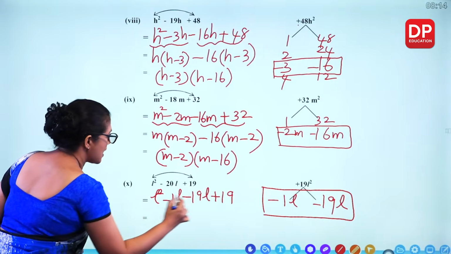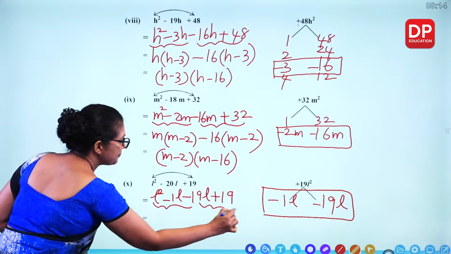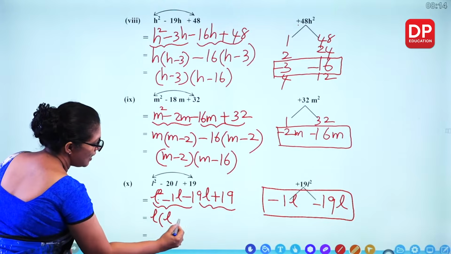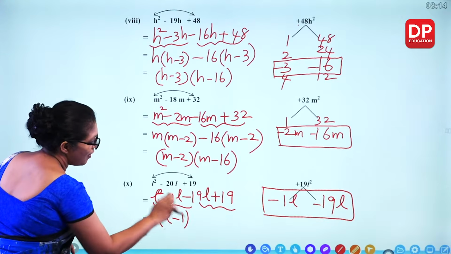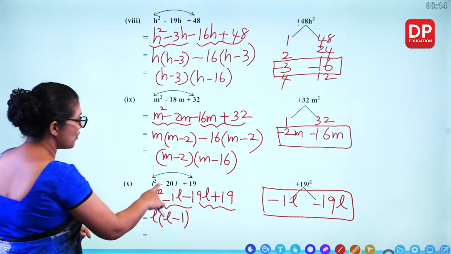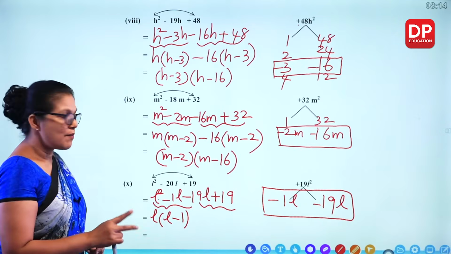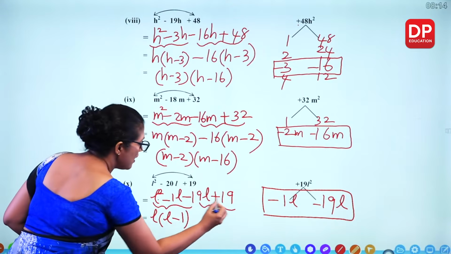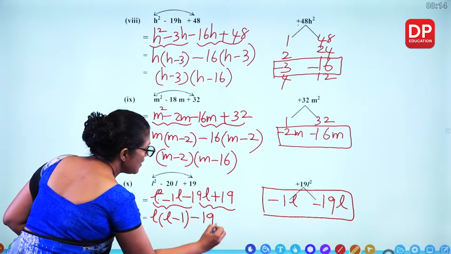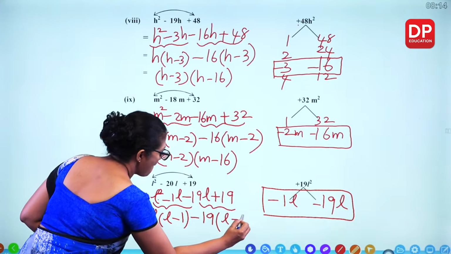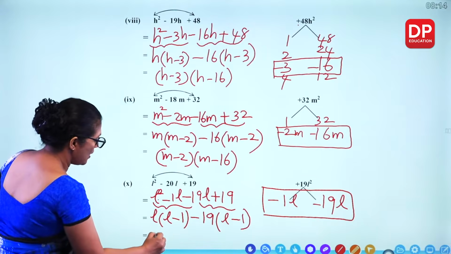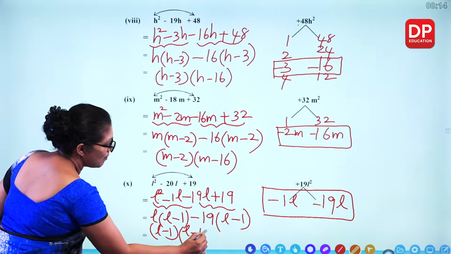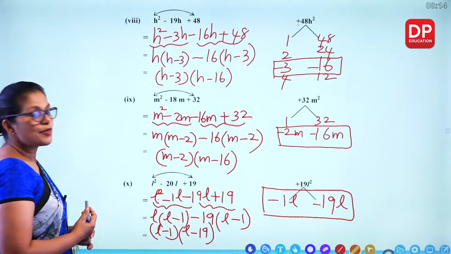Take 2 at a time and factorize. L is common, take it out. You get L minus 1. It's good to write 1, then you can easily see when you take L out, the remaining part is 1. Here 19, minus 19 when you take, that's L minus 1. So L minus 1 is common, take it out. L minus 19 is remaining.